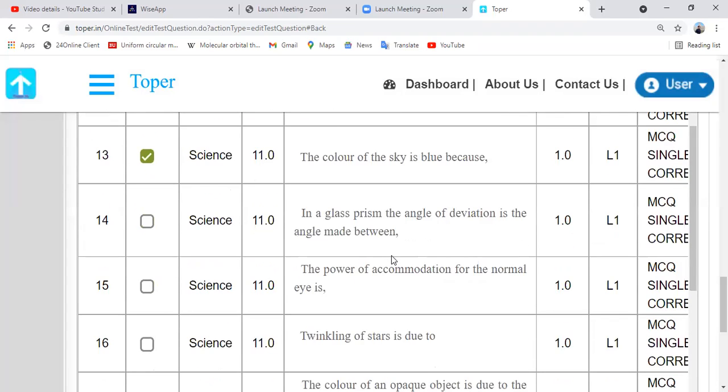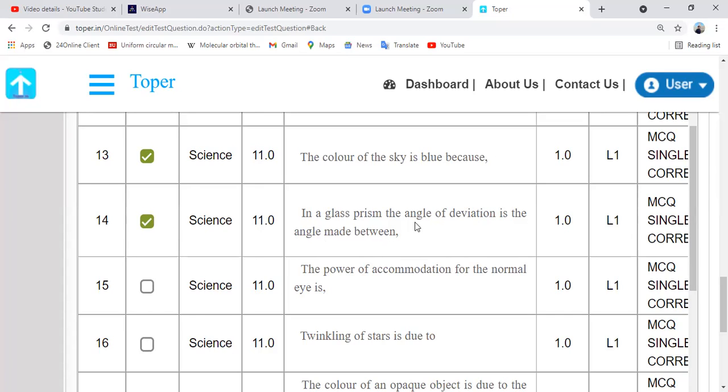So does dispersion of light also take place? No, it doesn't. It is scattering of light by fine particles that takes place, not dispersion. Dispersion takes place with the help of water droplets and a rainbow is formed.